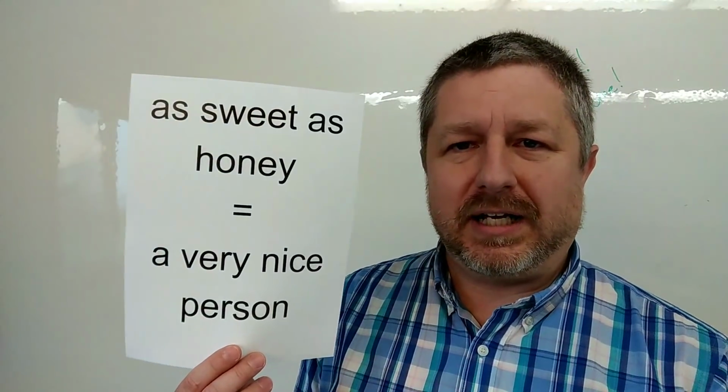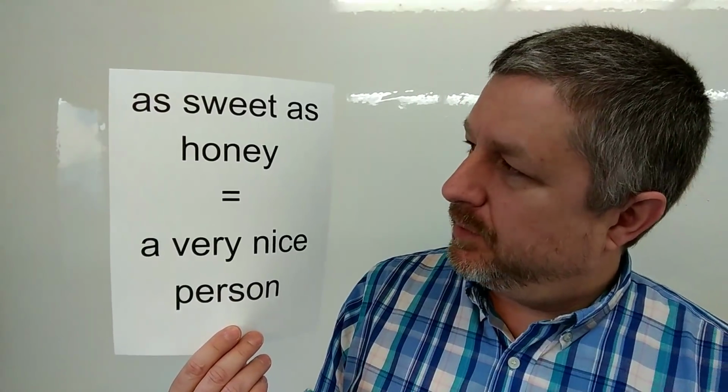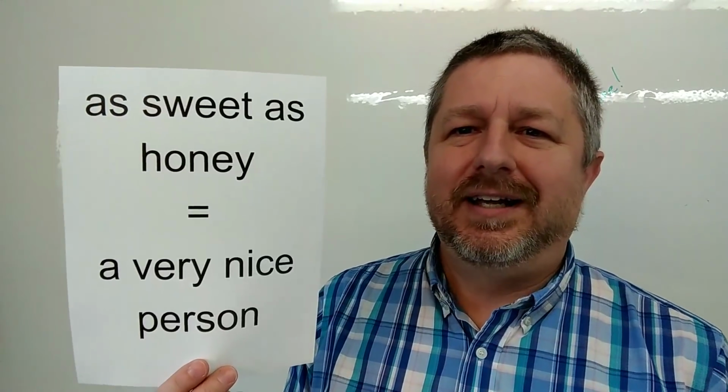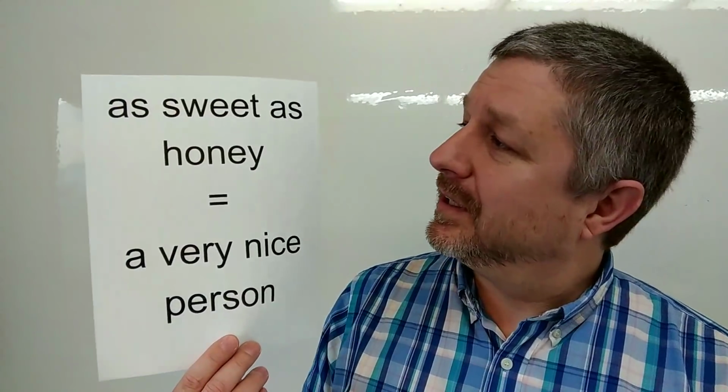As sweet as honey. So honey comes from bees, and would be a very nice person. So if I was to say, your grandma is sweet as honey, that really means that she is just a super, super, super nice person. Usually we use it to describe mostly women. Sometimes we use it to describe kids, right? Oh, like your kid is as sweet as honey.